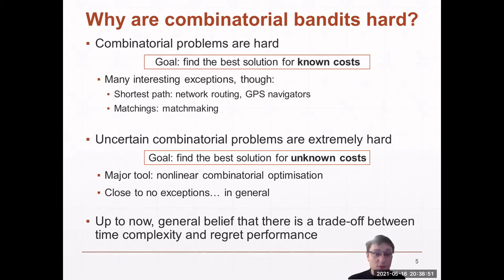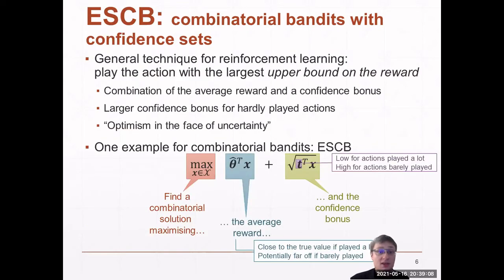That means that up to now, there's been some general belief that you had to make some trade-off between time complexity of your Bandit policy and the performance measured in regret. And the result of this work is to show that you don't really need to make such a trade-off. So now let's dive into the details, the algorithmic details of combinatorial bandits.